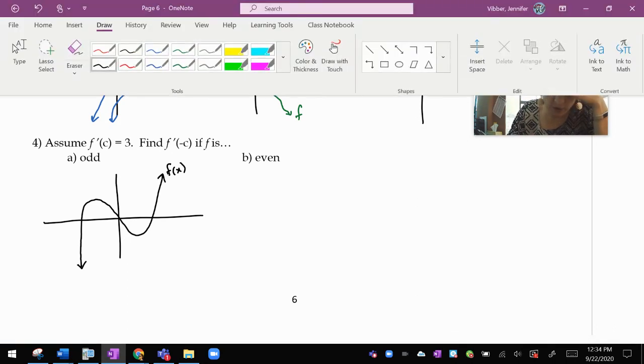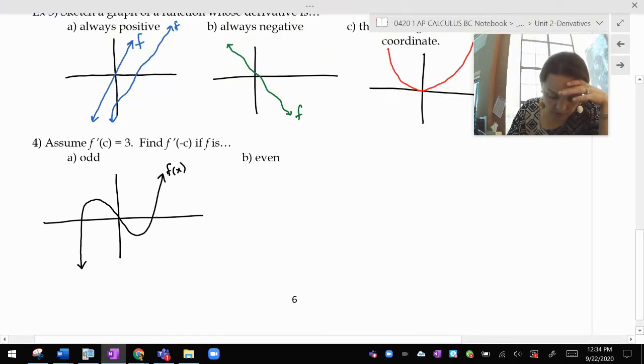And it says f prime of c is 3. So what about right here? Let's call this c and say at this c point, my slope is 3. Find f prime of negative c. If c is here, then negative c is over here, and I'd be looking at the slope of that point. Now, I'm not so good at drawing these, but what you should notice is that they are both the same slope. If I have an odd function, f prime of c is 3, f prime of negative c is also 3.